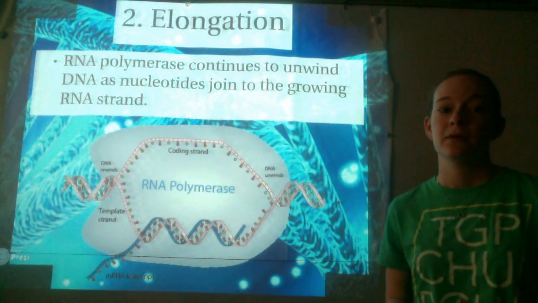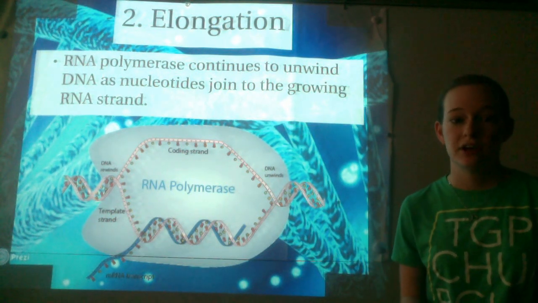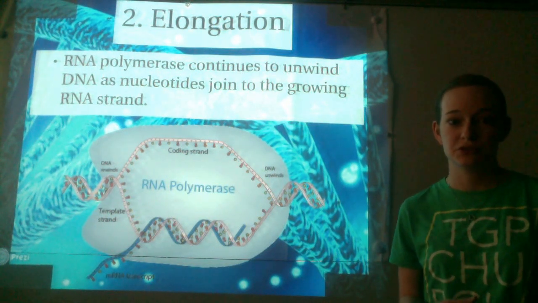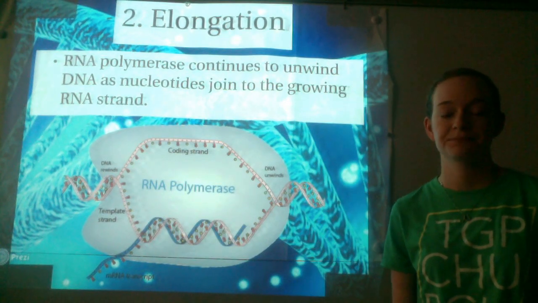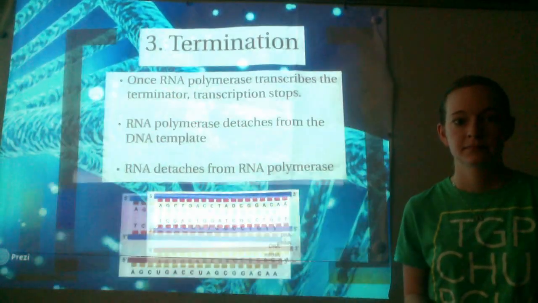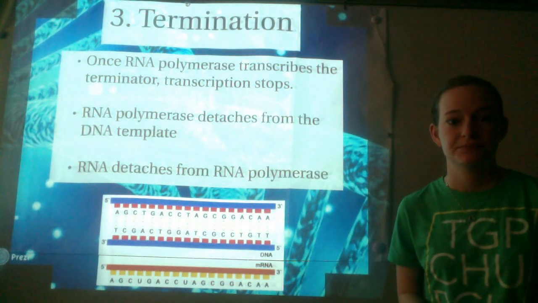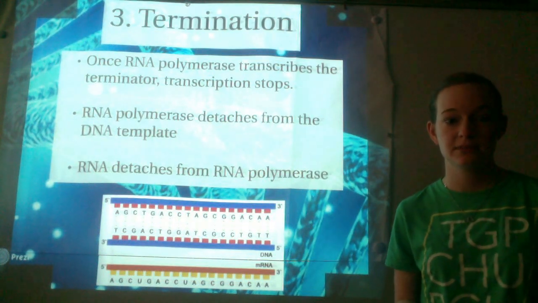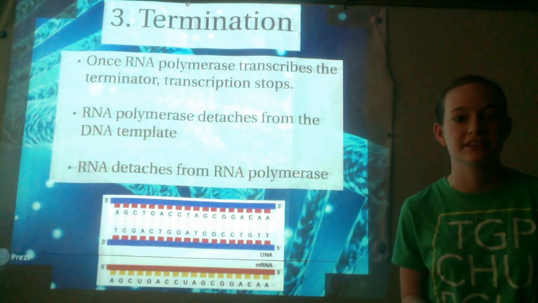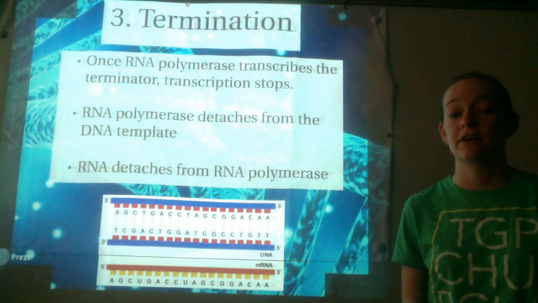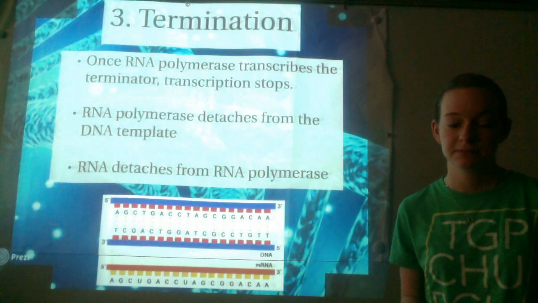Elongation occurs when RNA polymerase continues to unwind DNA as nucleotides join to the growing RNA strand. Termination. Once RNA polymerase transcribes the terminator, transcription stops. RNA polymerase detaches from the DNA template, then RNA detaches from the RNA polymerase.